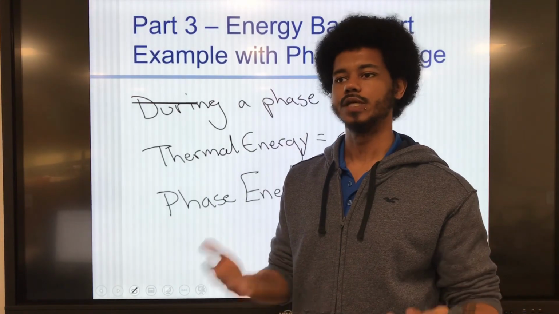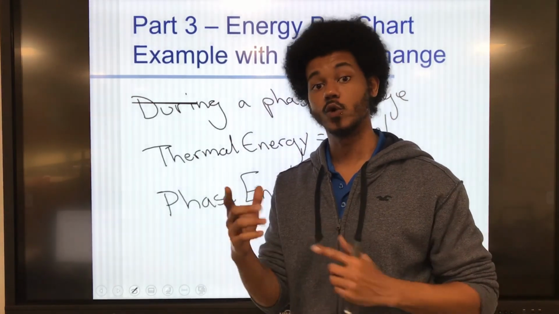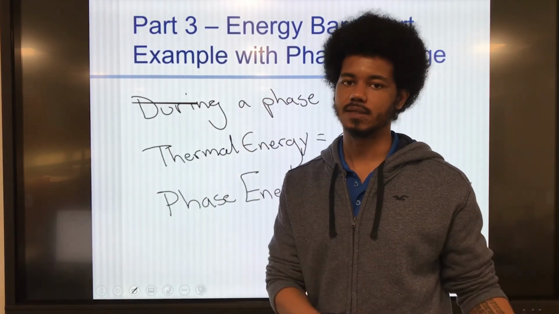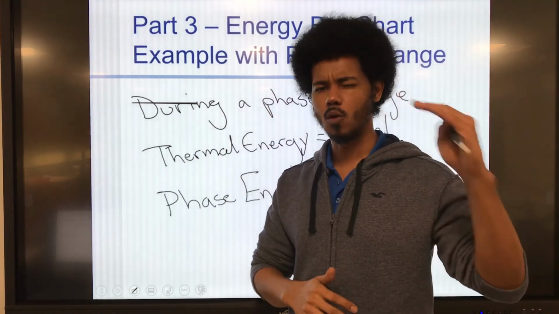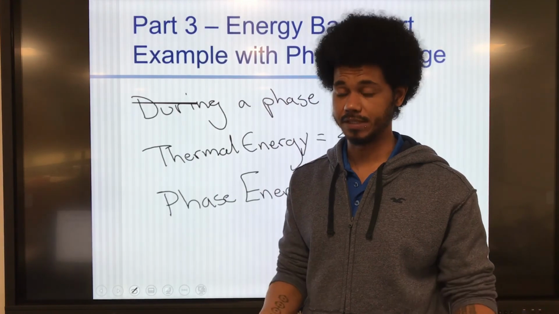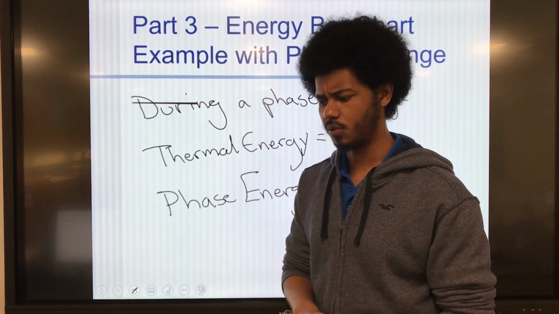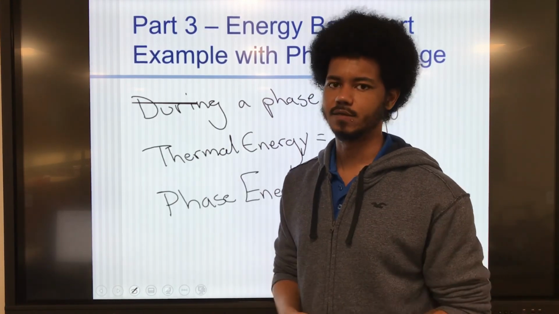During a phase change like melting, boiling, evaporating, or condensing, our phase energy is changing. We're either increasing our phase energy by going from a solid to a liquid, or we're decreasing it in the case where we go from a liquid to a solid. In these instances, we'll have to use multiple energy bar charts to represent that change completely. But we'll do that in the next video. We'll just pause it here because there is some practice that you'll be able to do based on this information, all right?